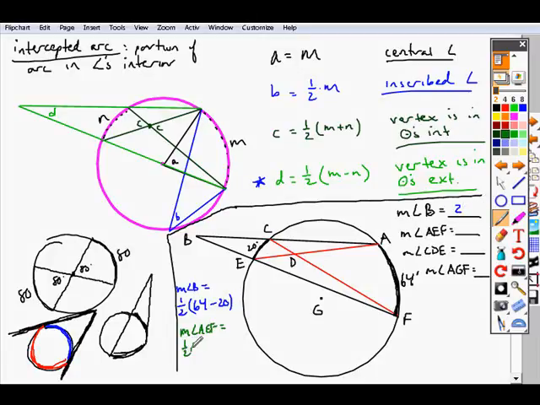AEF, that's an inscribed angle. The vertex lies on the circle. So it's going to be half the intercepted arc. So the intercepted arc itself is 64, so half of 64 is 32.